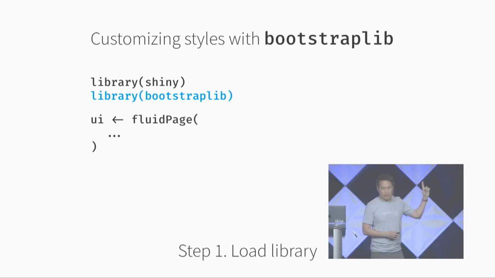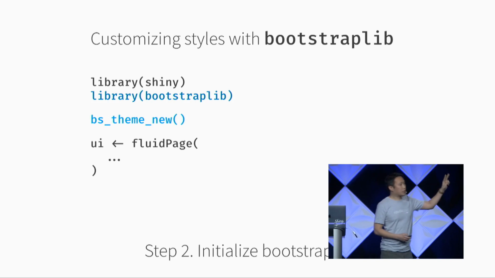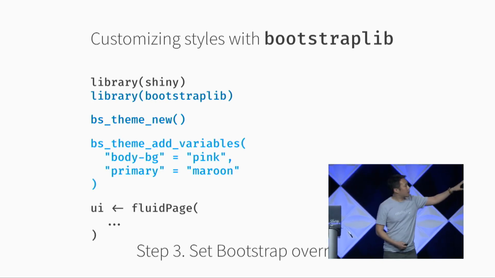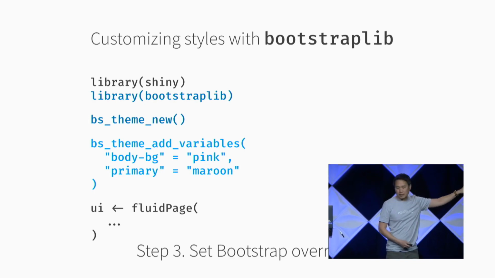First, you load the library. Second, you call bsThemeNew. And this declares that you are starting a new theme. It's kind of equivalent to calling plot.new. Step 3, you set whatever customizations you'd like.